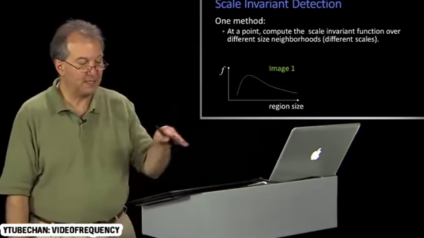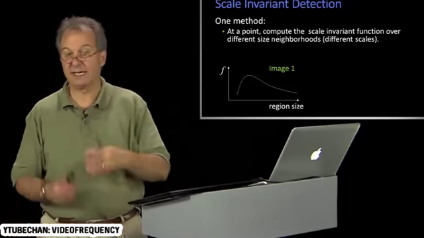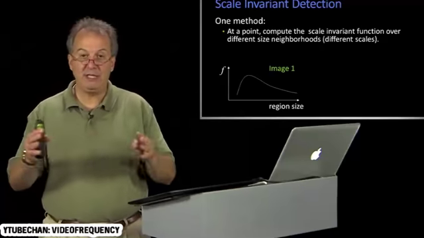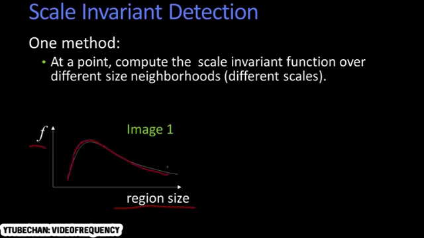All right? So imagine at a point, you compute one of these scale invariant functions, like average intensity, over a range of neighborhood sizes, okay? So we're at a single point, and we're computing this function f over different region sizes. And you'll notice that it goes down, and then it goes up, and then it goes down again. So that's my function that I've computed over different region sizes, all right?